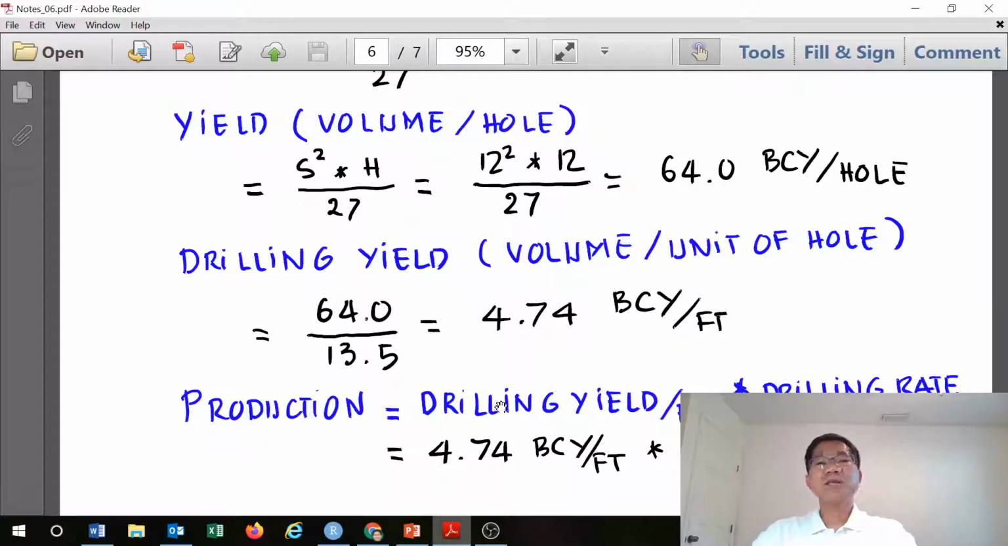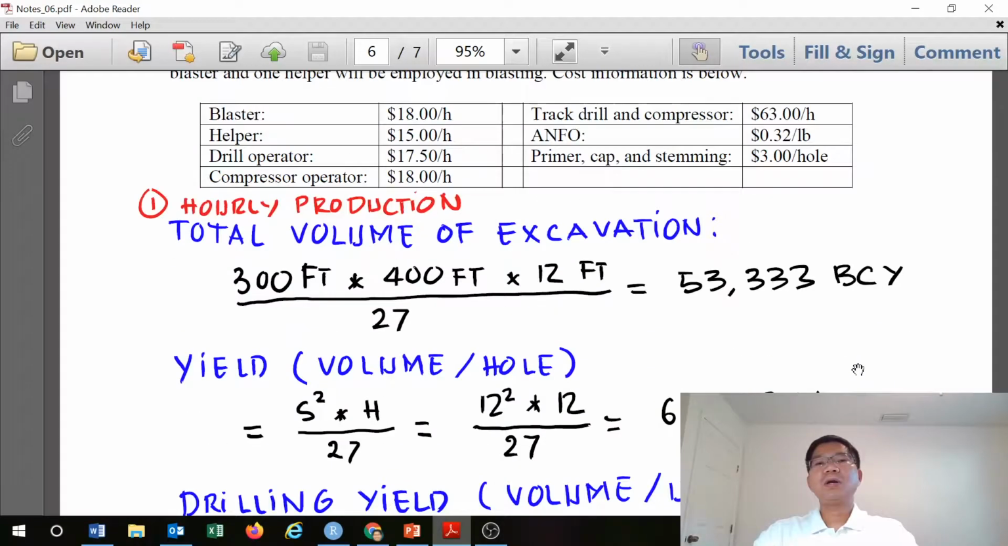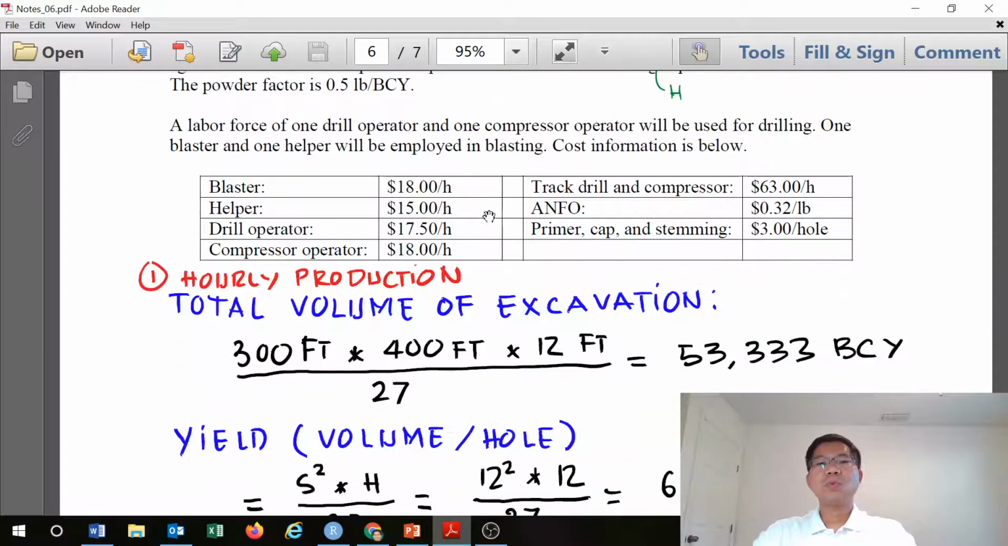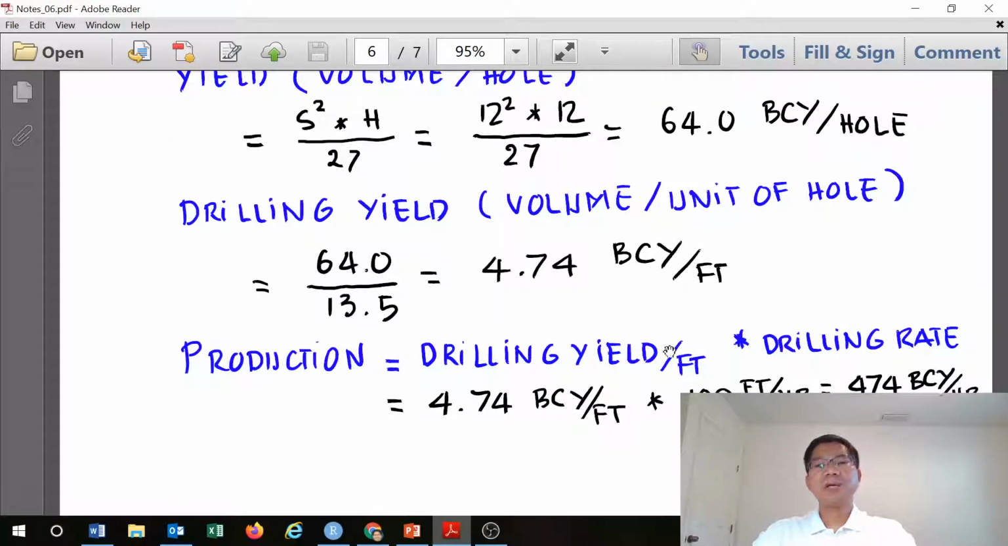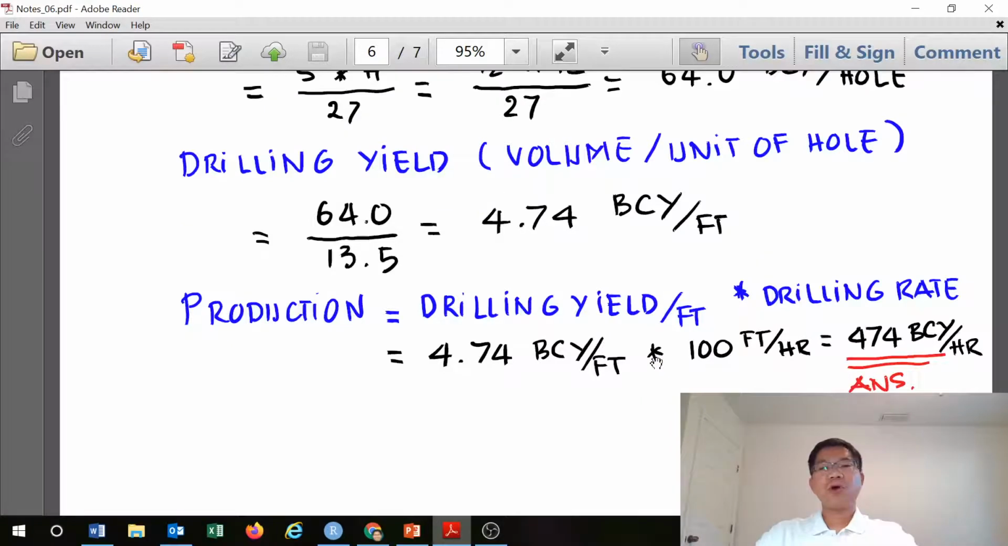So as you can see, the drilling yield is BCY per foot, and the drilling rate is feet per hour. So what is the hourly production? It becomes the product of these two. So it will be the drilling yield, BCY per foot, times the drilling rate. In 1 hour I can drill 100 feet per hour for the hole. That will give us 474 bank cubic yards per hour. So that is the hourly production for drilling.